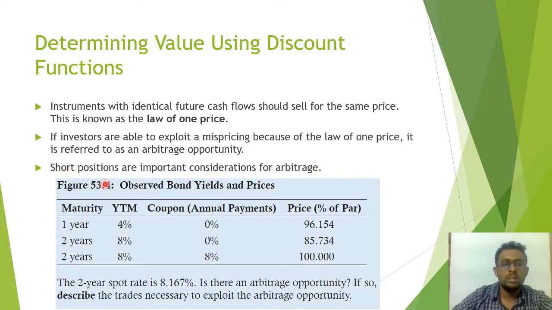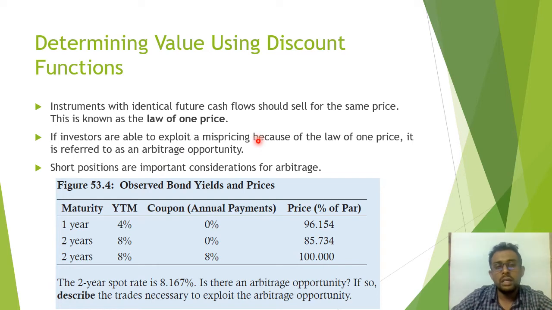I'll explain to you what a short position is. Short position is nothing but selling a stock which we don't have. If both the bonds have identical cash flows, we'll have to short sell the expensive investment and buy the cheaper investment. What we usually do in the market for arbitrage is sell the higher priced thing and buy the lower priced thing. So similarly, we here have to short sell the bond.